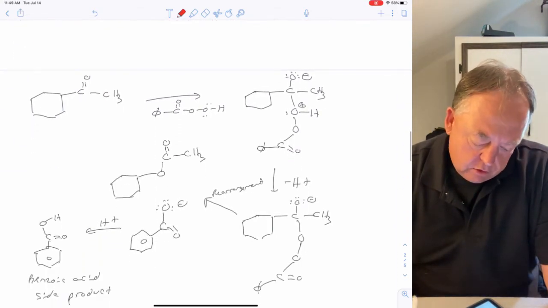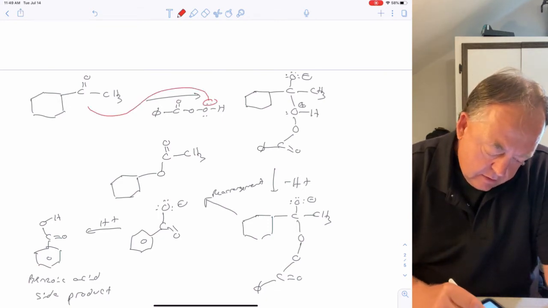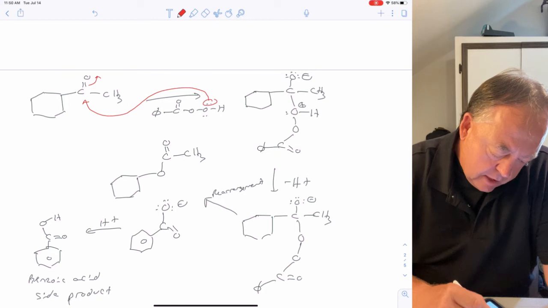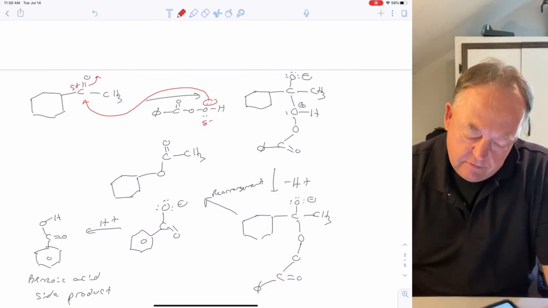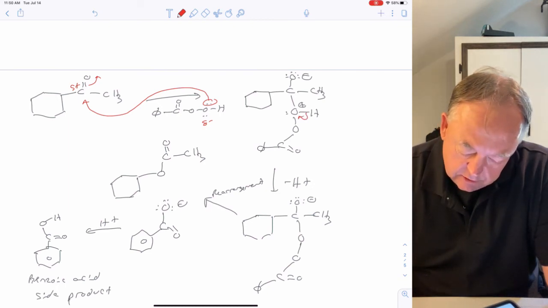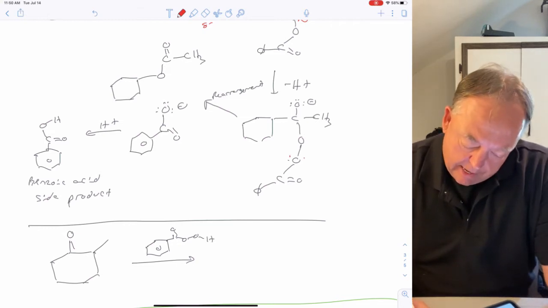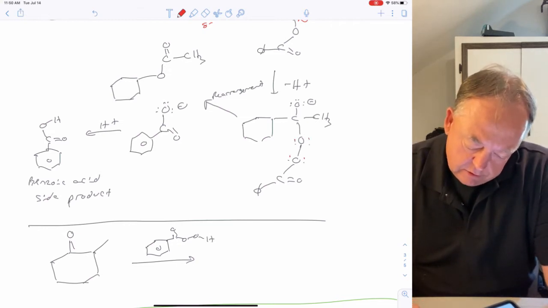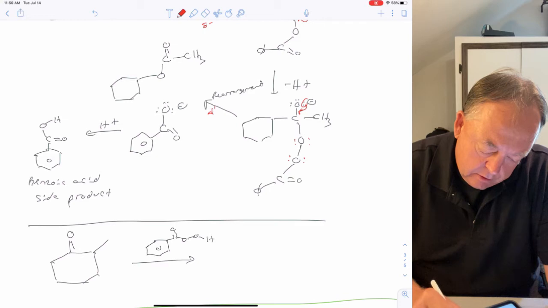So how does this work? The basic mechanism: let's take a lone pair on this oxygen and make a bond to the carbon-oxygen double bond, since that carbon's partial positive and oxygen's partial negative. Then we're going to lose a hydrogen from this oxygen. And now what happens is a rearrangement. We're going to remake the carbon-oxygen double bond, and then we're going to get an alkyl group migration.